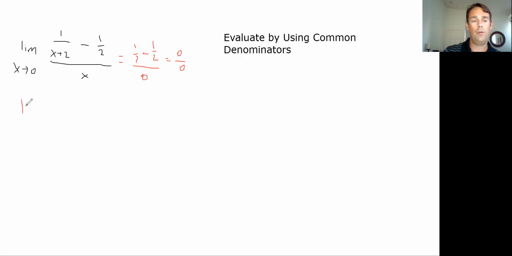So I have x approaches 0. Right now I have 1 over x plus 2, minus 1/2, all over x. Now let's remember what this x is here. This x is the same thing as x over 1. So I need to get a common denominator. Everything that's in the denominator, I'm going to multiply by. I see a 2 here, and I see an x plus 2 here.